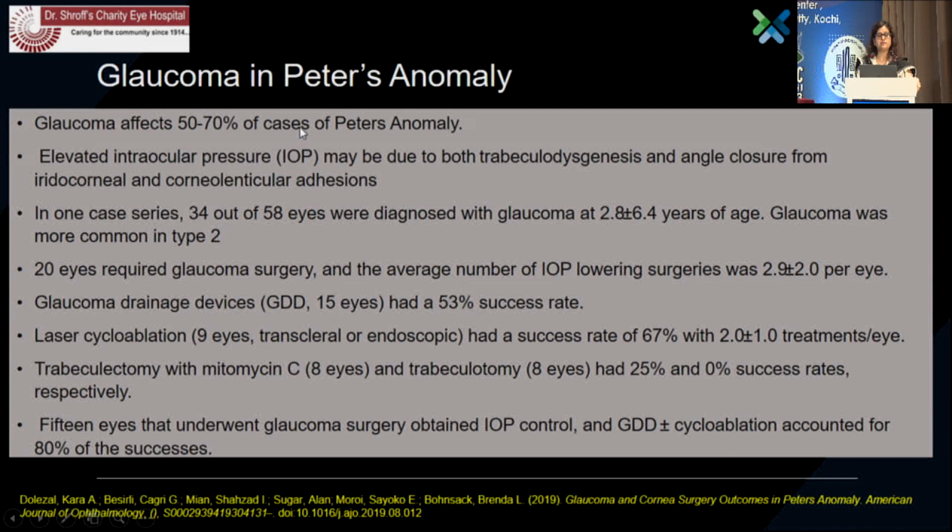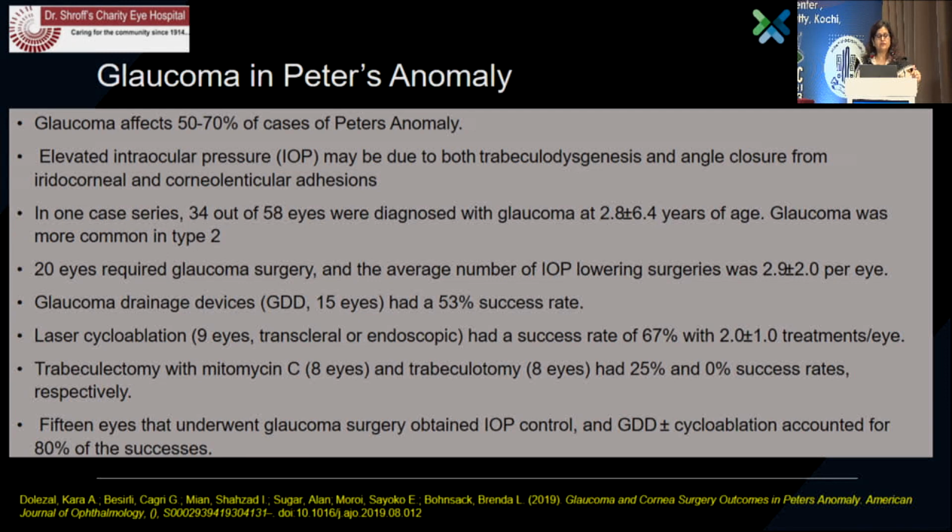It is 50 to 70% may appear later, and elevated IOP could be because of trabecular dysgenesis if it presents at birth or during early childhood, or later on because of the closure of the angle because of iridocorneal or corneolenticular adhesions. So there's one series wherein 34 out of 58 eyes developed glaucoma, at 2.8 years, plus minus 6.4. And glaucoma is more common as expected in type 2 because there's a lot of dysgenesis there.